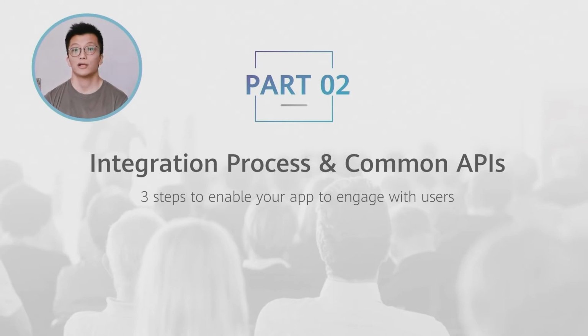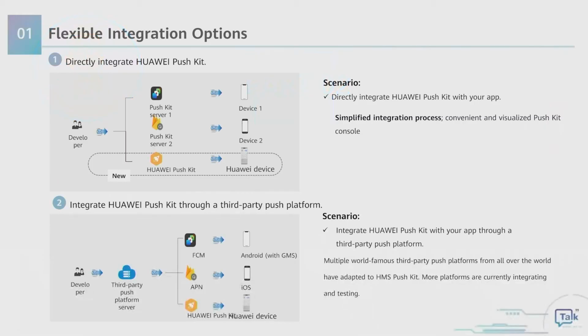We pride ourselves on simple integration of our HMS kits, and Push Kit is no different. We provide great flexibility in integration, where you can choose to integrate Huawei Push Kit directly or integrate Push Kit via third-party platforms. The advantage of directly integrating Push Kit is, of course, a very simplified and straightforward integration. Our AppGallery Connect console is also convenient and easy to use, and we will take a look at it later. If you're already using third-party push services, you may find that many widely used third-party platforms have already included Huawei Push Kit in their services, and more are coming.